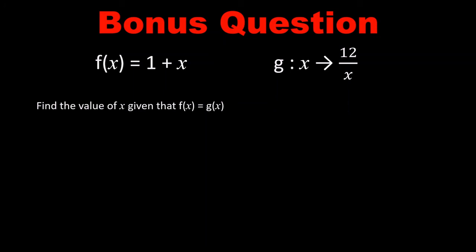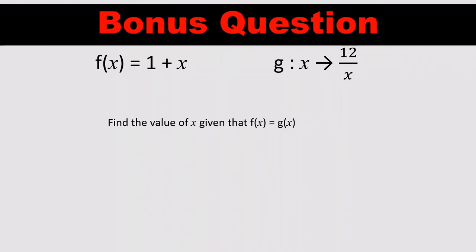I know it's challenging, but I hope you hit pause so you can try that on your own. Here come the answers. If f of x is equal to g of x, 1 plus x must be equal to 12 over x. Rearranging this to find out what x is, I need to get my x's to the same side of the equation. So I'll start by taking the denominator of this fraction over to the other side and multiplying by it.